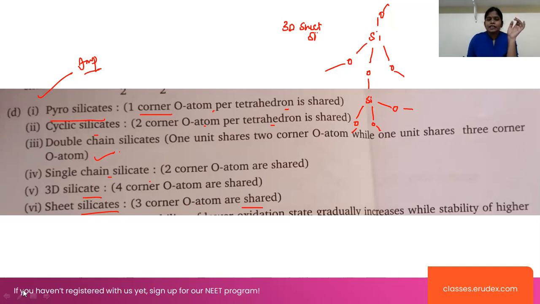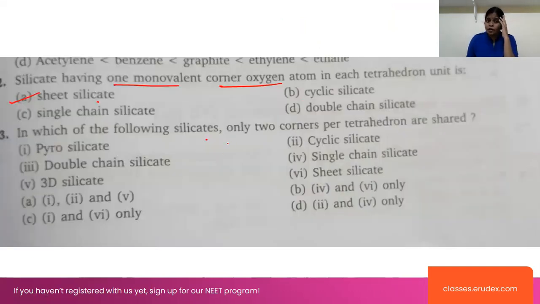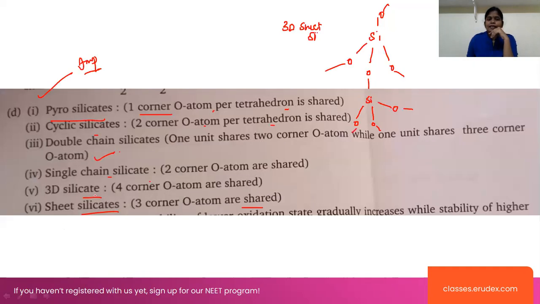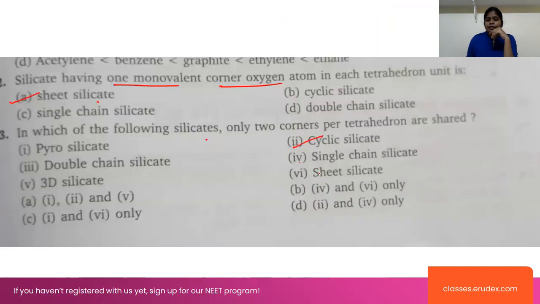So look at here, the question is, in which of the following silicates are only 2 corners per tetrahedron shared here? 2 corners will be the single chain and the cyclic silicates. Here single chain silicate is given, and the next one is the cyclic silicate. Cyclic silicate will be 2 corner oxygen atoms. Okay. Now the correct answer is this one.